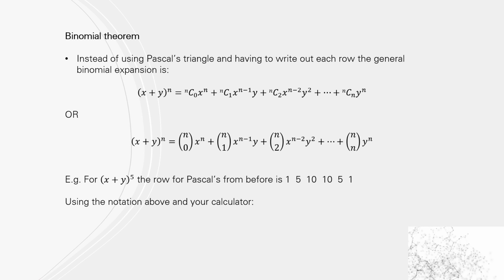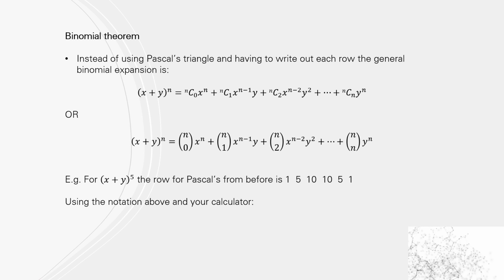And so we can write it as nC0, which on your calculator is the button above the divide sign. So you'd go shift divide. And the value in front of the first coefficient is nC0, the second one is nC1, the third one is nC2, etc., all the way to nCn. So you can see there the expansion of (x + y)^n.